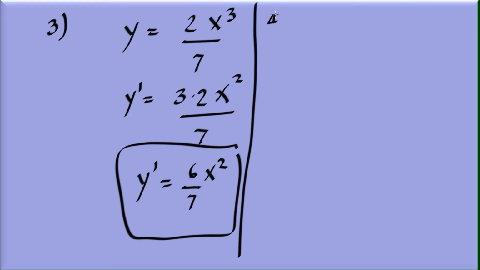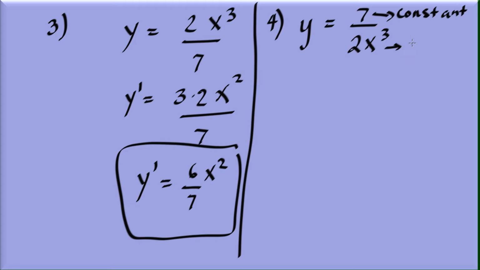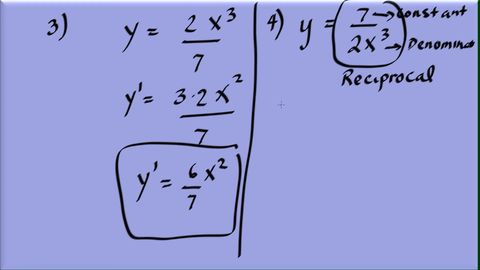Now if I switch it, I make it like 7 over 2x cubed. Now, your numerator is constant. Okay, so this is a constant. This is similar to our example number 2. And then you have your variable x in the denominator. Okay, so this is your denominator over here. And that makes this what? That makes this a reciprocal. Because it's a reciprocal, you can use the reciprocal rule shortcut.